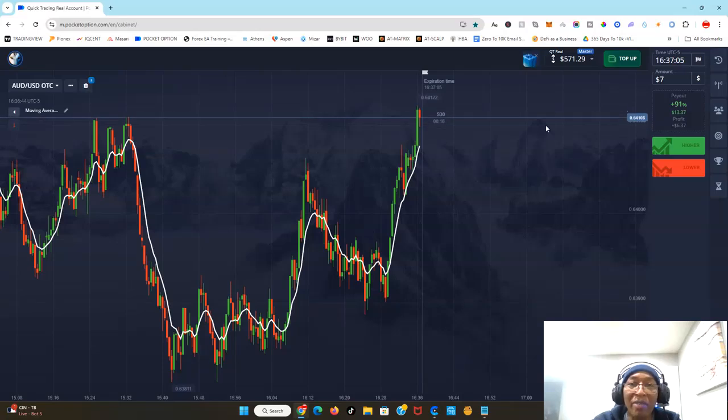Let me just dive into what these students do. Basically, it's using 2 indicators. These are famously found on PocketOptions. This platform here is PocketOptions.